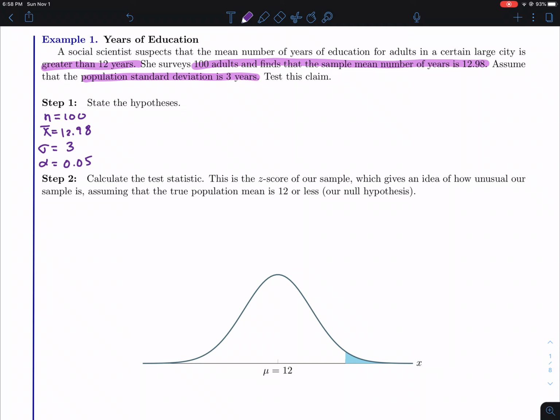We're going to use alpha for step 2. Step 1 is just the hypothesis. So again, if we go back up to greater than 12 years, that sounds like it's going to be our alternate hypothesis. So let's go ahead and do H1 is mu greater than 12, and then our H naught is mu less than or equal to 12. Remember, these have to be opposites of each other. So if our alternate is greater than, then our null has to be less than or equal to.